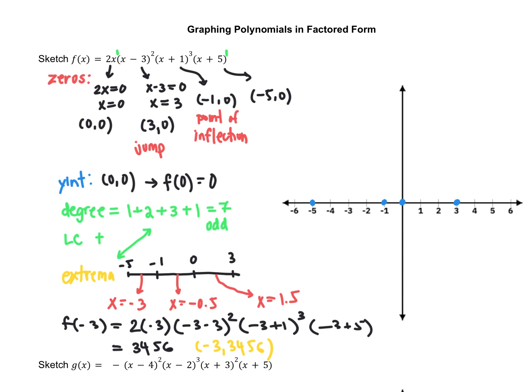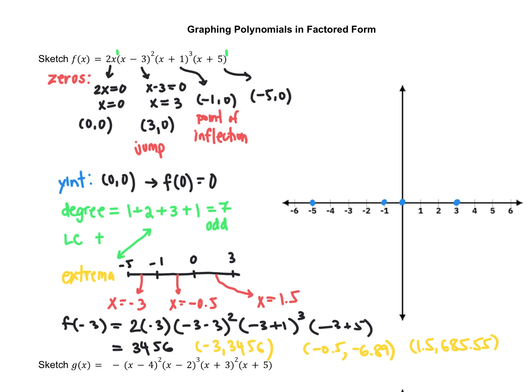And I can do this for the other ones. So if I evaluate f at -0.5, punch that into my calculator, I get approximately -6.89. When I evaluate f at 1.5, again in my calculator, I get approximately 685.55. And I like to get all of these estimates first before I label my y-axis.